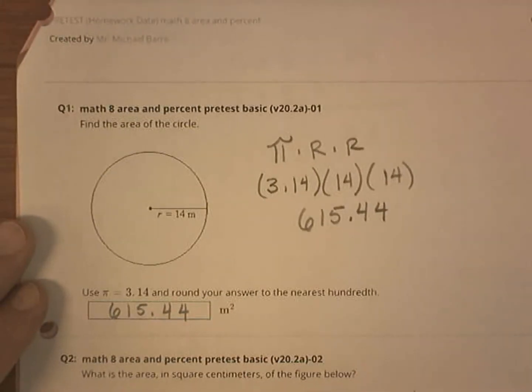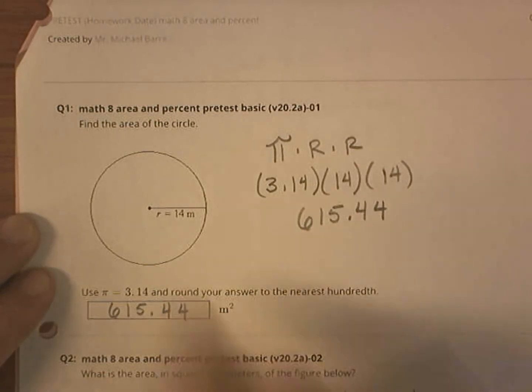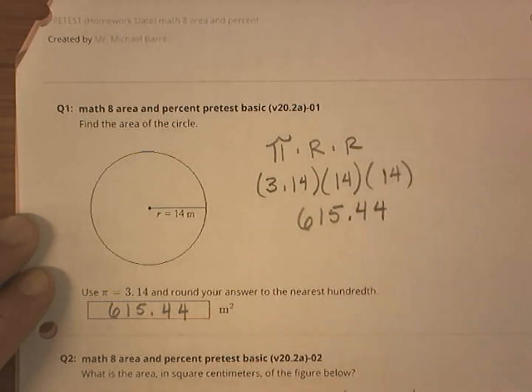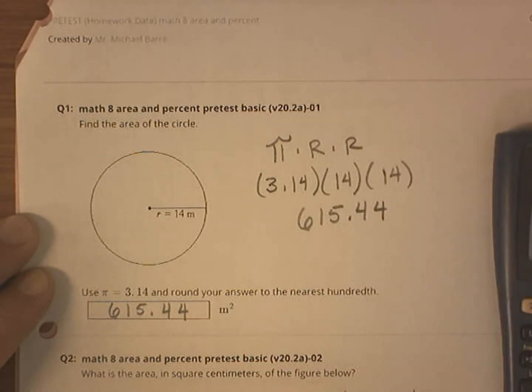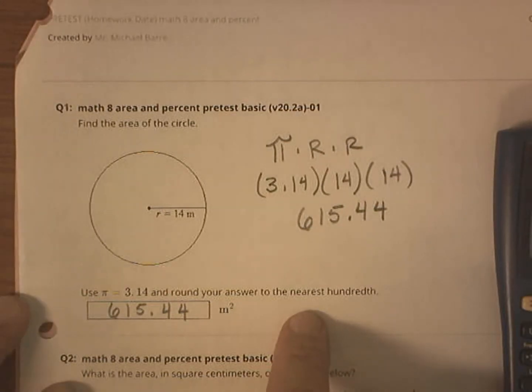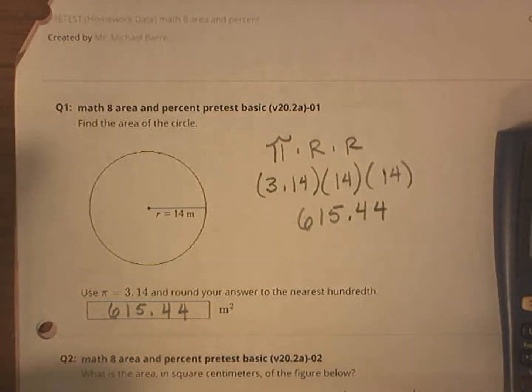So I need to find the area of this circle. So it's pi r squared, so pi times 14 times 14. So 3.14 times 14 times 14. I'm just going to check my work. And that looks good, and it says round it to the nearest hundredth. Well, it's already to the nearest hundredth, so it's good.